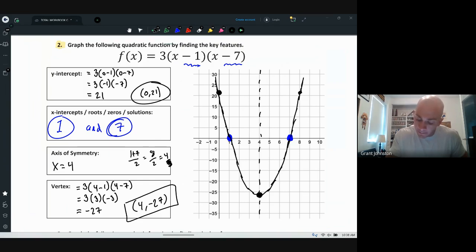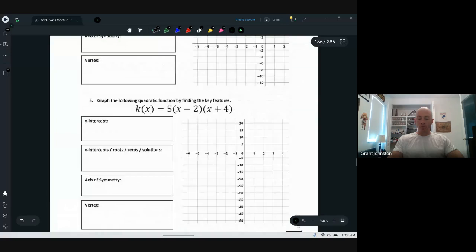So that's how you do it. That's how you can graph equations written in factored form. It's great because it tells you what the roots are. So the roots are really quick to get. And just always remember, the axis of symmetry is going to be in the middle of the roots. And you should be able to get a nice curve based off of just that information there. So I'll let you do the rest of those.